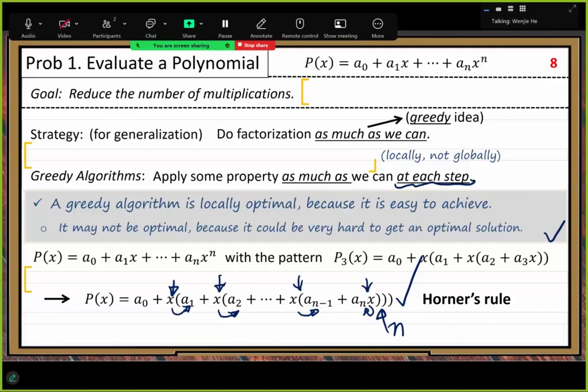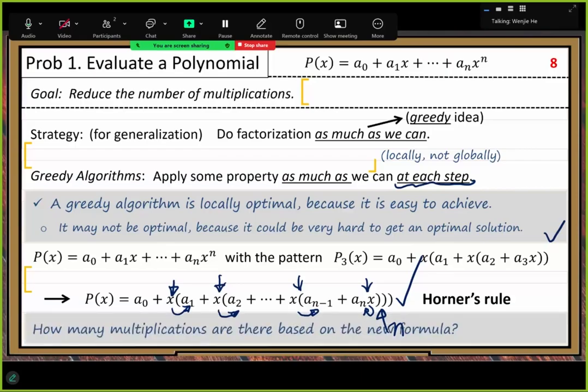All right. This gives us Horner's rule. Horner's rule tells us that when you evaluate a polynomial, you do this factorization and you use it this way, so you only need n multiplications. n multiplications. Horner's rule. Okay?